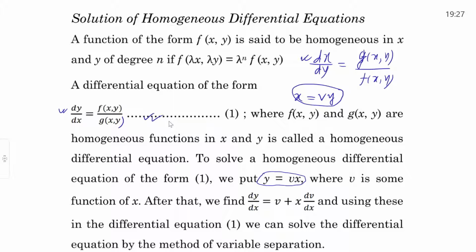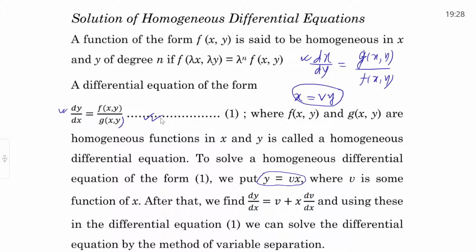In the process of solving any homogeneous differential equation of the type dy/dx equal to some homogeneous expression, we take the substitution y = vx, then we put y = vx in the entire equation, and dy/dx = v + x dv/dx. After putting these two expressions in equation number 1, we can separate the variables as done in the previous chapter. We separate the variables and integrate to get the solution. This is the process of finding the solution of a homogeneous differential equation.